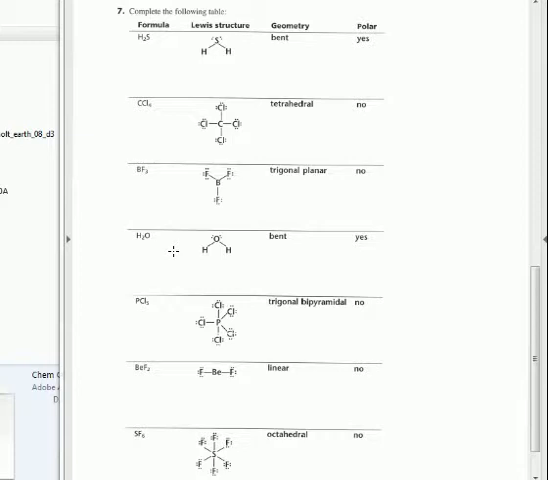H2O. This is going to be the exact same thing as H2S. And it's actually pretty easy to guess that, because what element is right underneath oxygen on the periodic table? It's sulfur. So it has the same number of valence electrons. So it's going to have the same number of lone pairs around it if it's going to bond with 2 hydrogens. It's going to be bent, and it's going to be polar. It's going to have a partial negative side up here, partial positive side down here.